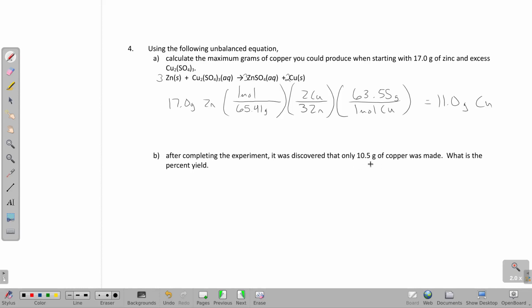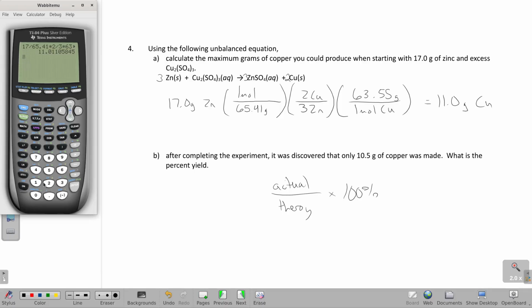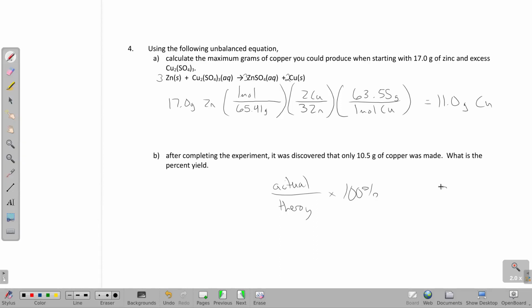Down here, the next one, it says we only got 10.5 grams of copper, so we want to know what the percent yield is. The only thing we ever do on percent yield is take actual over theoretical and multiply that by 100%. So all I'm going to do to get this number is take that 10.5 we just were given in this part B and divide that by the number we got before. And then move the decimal over to make this a percent. So what was that? 95.4%.